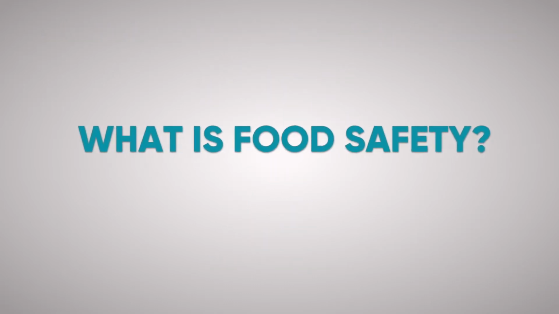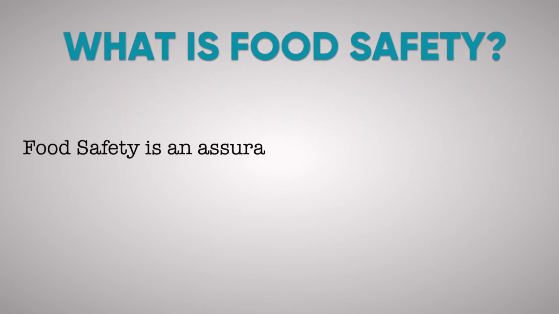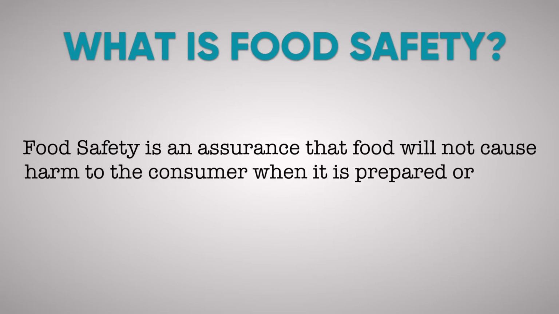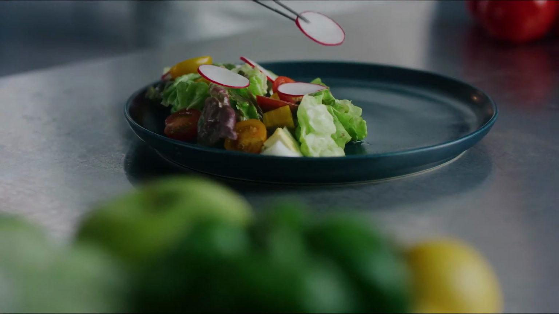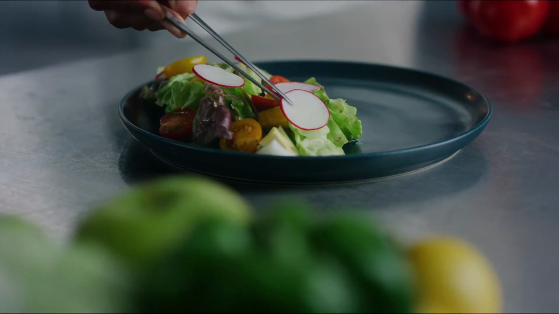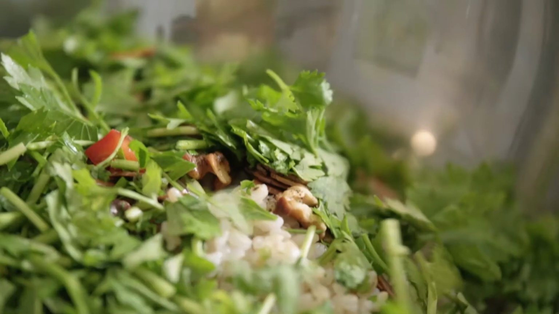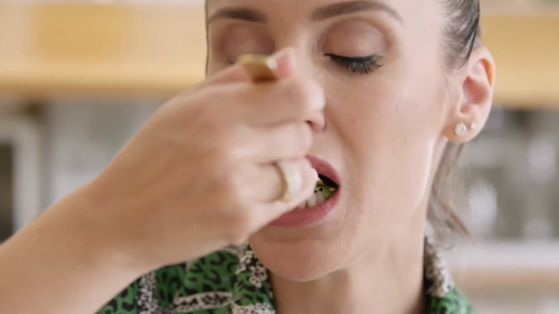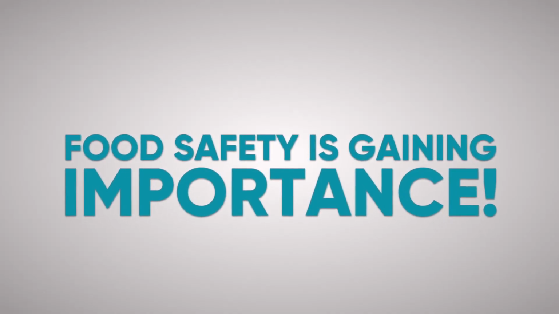What is food safety? Food safety is an assurance that food will not cause harm to the consumer when it is prepared or eaten according to its intended use. In the case of fresh fruits and vegetables, it is very important that there is no harm or adverse health effects, including physical injury, as a result of consuming the foods, even in their fresh state, as these are often eaten raw.